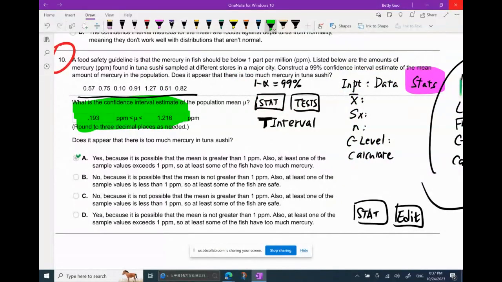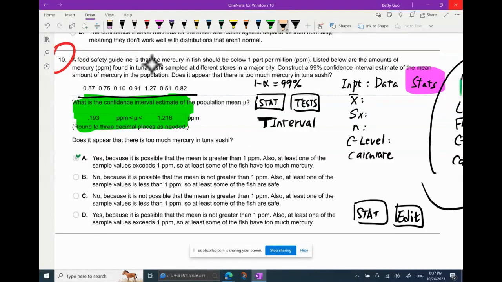That means the mercury, the metal, actually. Mercury is a metal, right? Yeah. In the tuna sushi, the mean is between 0.193 ppm to 1.216 ppm. And does it appear that there is too much mercury in the tuna sushi? Do we have a standard? Do we have a criteria here?